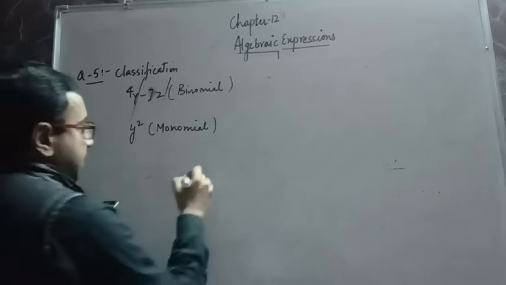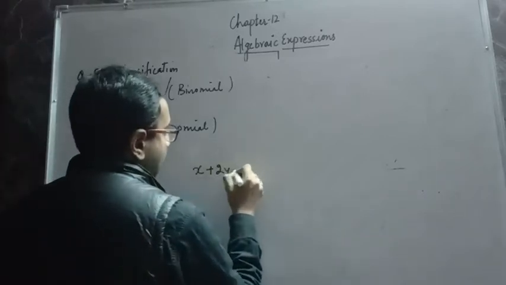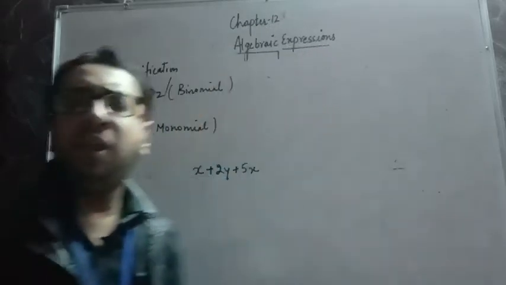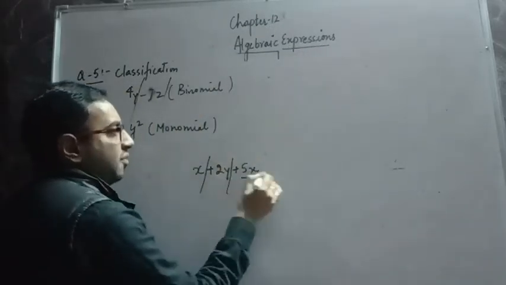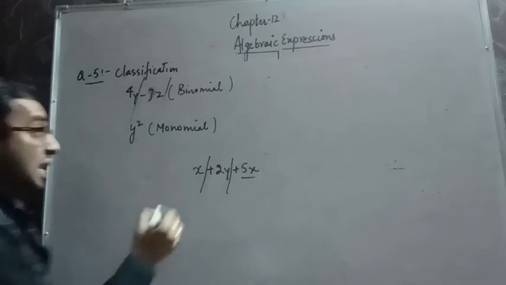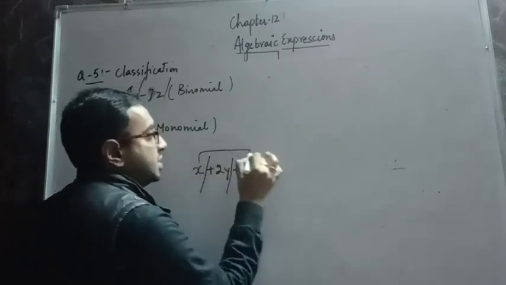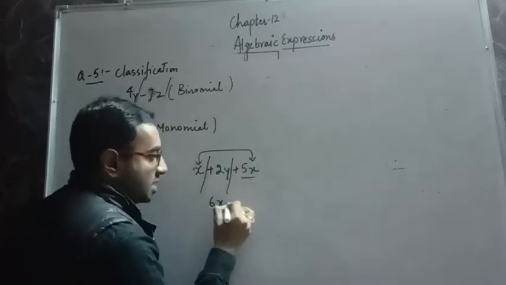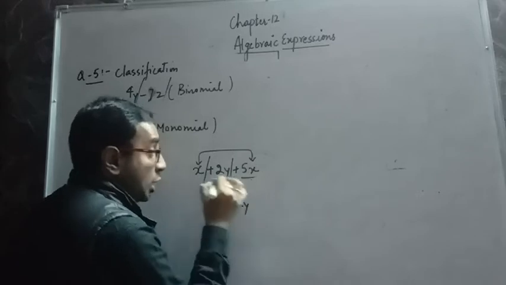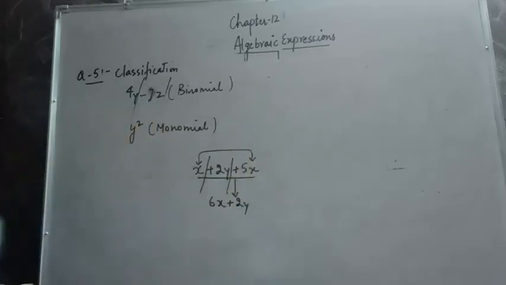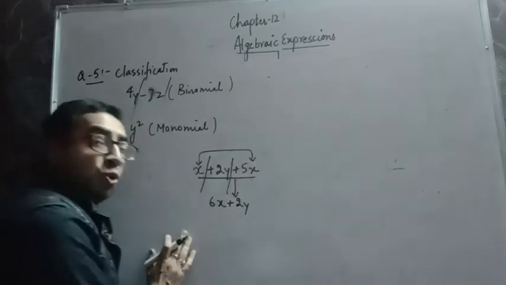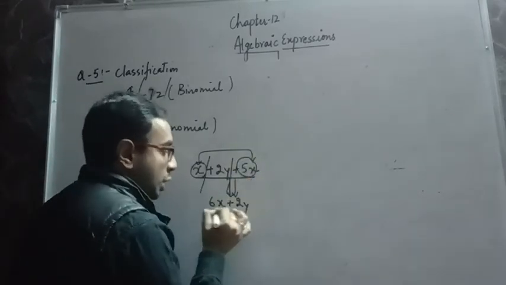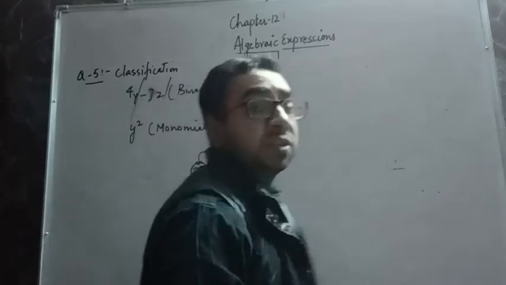Now I have a question for you. For example, I have written x plus 2y plus 5x. What do you think? It's trinomial because 3 terms are there: x, 2x and 5x. You might be thinking, but see, x and 5x are like terms. Yes or no? So we can add 1 plus 5, it is 6x, 6x plus 2y. So hence, though the algebraic expression seems to be trinomial, because of like terms, it converted into binomial.